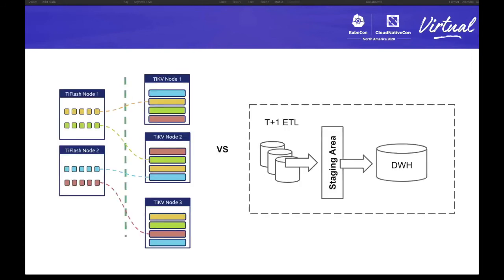This is also an illustration of what I just talked about in the last slides. And compared with the replication in TiKV and TiFlash, with the ETL, this is very efficient. Usually during ETL, we need to copy the data to a staging area and then copy the data to the data warehouse, which causes a lot of data to be copied.